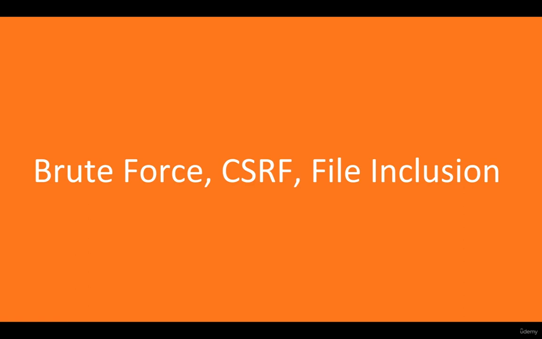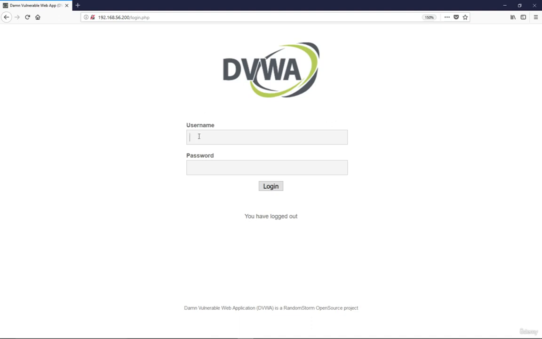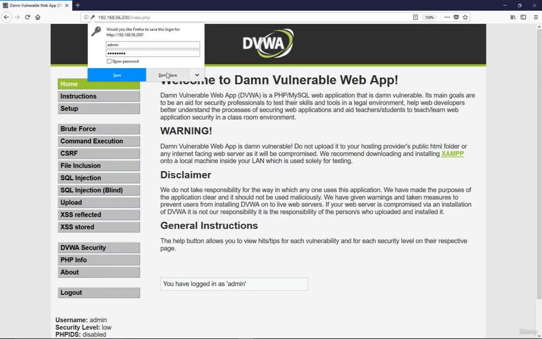In this video we're going to talk about brute force, CSRF, and file inclusion attacks on DVWA. So to start with, we just log into our DVWA web interface at the address that we have, and we are going to talk about those few sections on DVWA: brute force, CSRF, and file inclusion. So let's just start. We just go to our DVWA web interface and log in with our standard username and password.